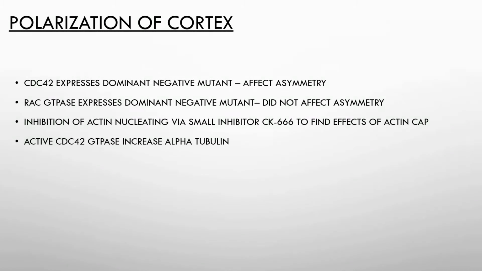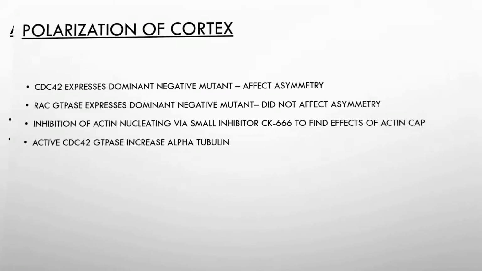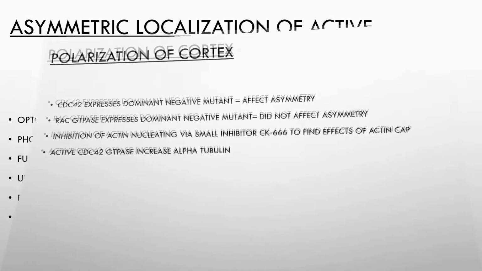Number 3, the polarized cortex. Tests were performed to find out whether the actin cap contributes to spindle asymmetry by inhibiting the actin nucleating complex with the small molecule inhibitor CK666, which stops the actin formation. Therefore, this suggests that the active CDC42 GTPase is sufficient to increase alpha tubulin tyrosination and required for spindle asymmetry independent of actin cap formation.